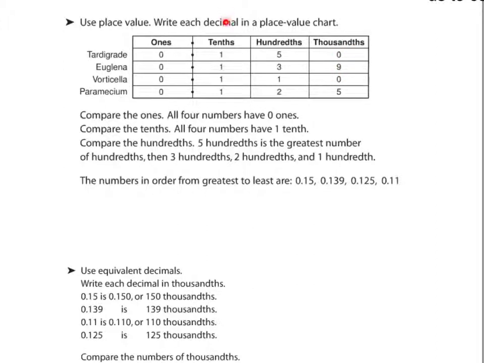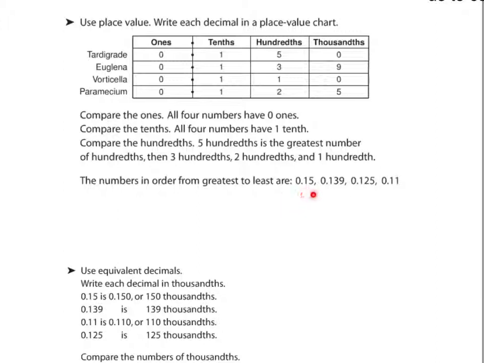So first we would compare the largest place value position, which is the tenths. They're all 1, so they're equal there. Then we would compare the hundredths position, and 5 is the largest, so that would make 0.150 or 150 thousandths the largest number. And this one, 110 thousandths, the smallest number, and 3 and 2 in between.